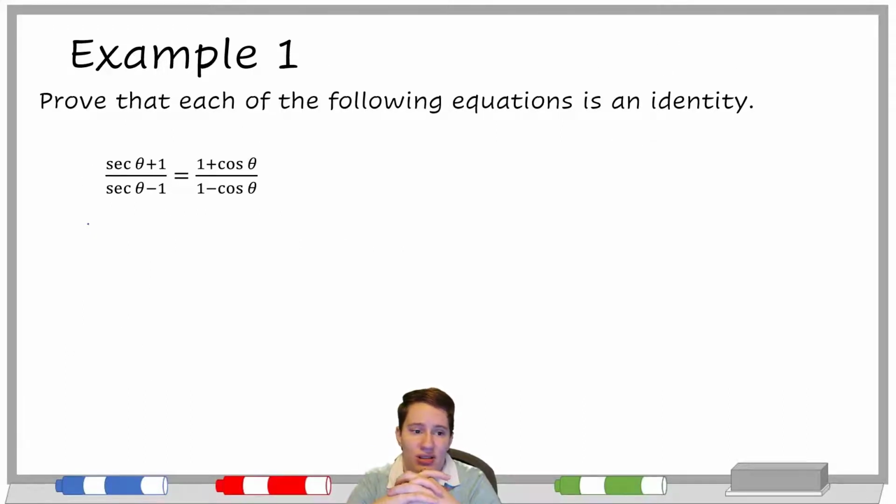Example 1. So all of these, I believe, say prove that each of the following equations is an identity. What that means is just an identity is a statement that's true. So let's prove that this is really true, that secant theta plus 1 over secant theta minus 1 is equal to 1 plus cosine theta over 1 minus cosine theta.